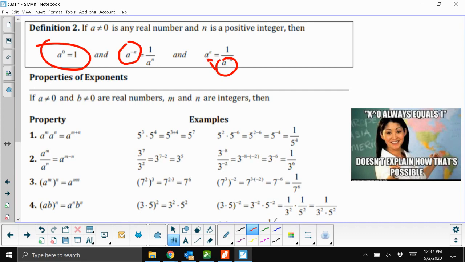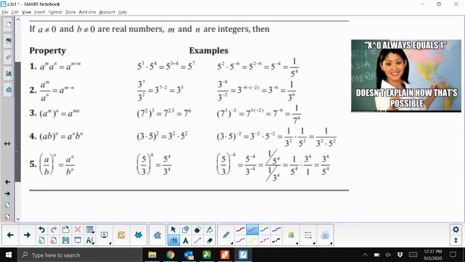All right, so here are all the properties that we need to know. If we're multiplying two numbers or variables with the same bases, a to the m times a to the n, all we have to do is add up the exponents. So we can see two examples over here. This is the one we just talked about. We add up 3 and 4 and get 5 to the 7th.